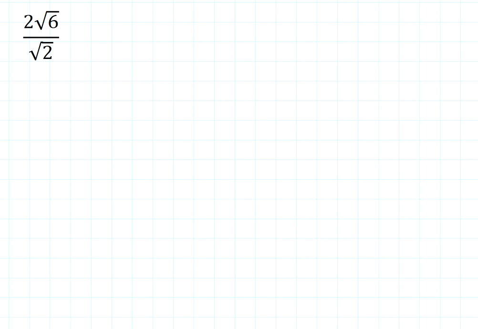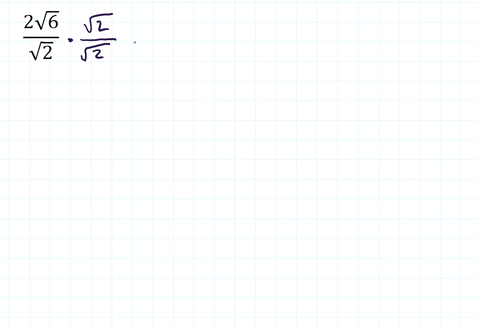So for the second example, I've got 2 times the square root of 6 divided by the square root of 2. And I don't think it's going to come as much of a surprise, but I'm going to multiply this by the number 1 to change its form, but not change its value. And again, looking at my denominator with a radical 2, I'm going to multiply by root 2 over root 2.